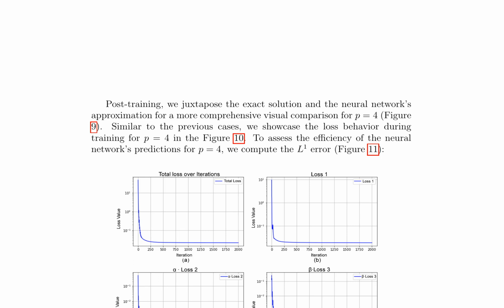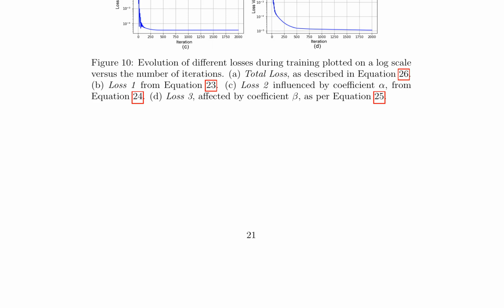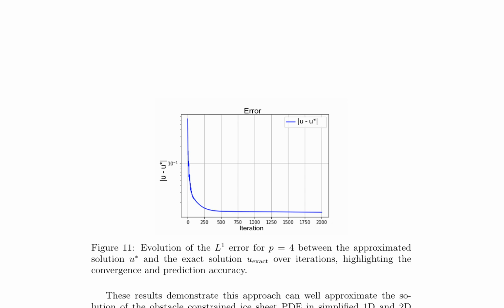The L1 error between the approximated solution and the exact solution is computed, demonstrating the convergence and prediction accuracy of the neural network. The approach is then applied to solve the obstacle-constrained ice sheet partial differential equation, PDE, in a simplified 2D domain, followed by its application to a realistic obstacle geometry using the Greenland bedrock elevation data from the National Snow and Ice Data Center, NSIDC.